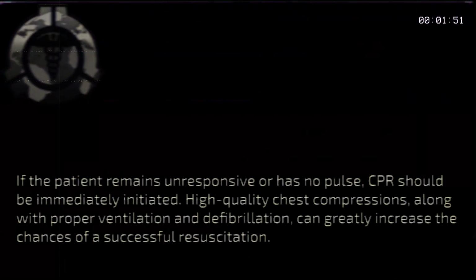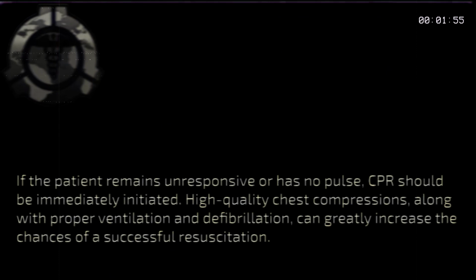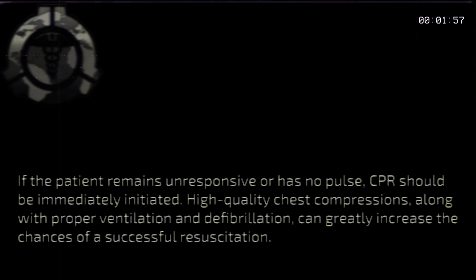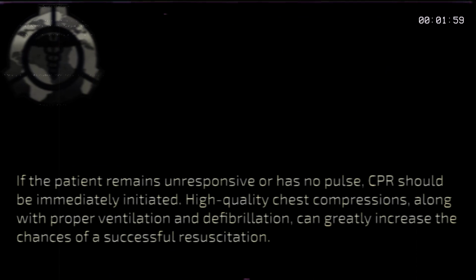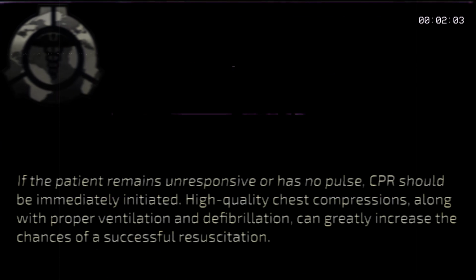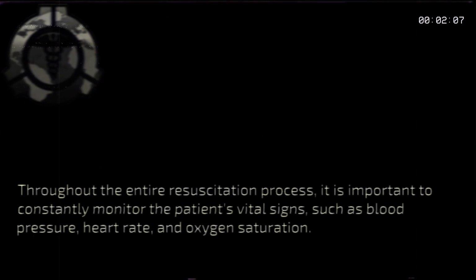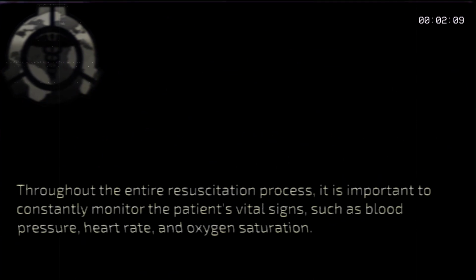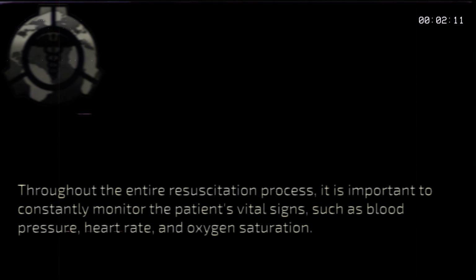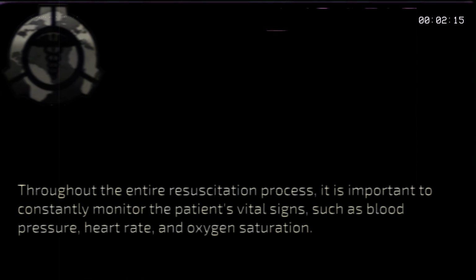If the patient remains unresponsive or has no pulse, CPR should be immediately initiated. High-quality chest compressions, along with proper ventilation and defibrillation, can greatly increase the chances of a successful resuscitation. Throughout the entire resuscitation process, it is important to constantly monitor the patient's vital signs, such as blood pressure, heart rate, and oxygen saturation.